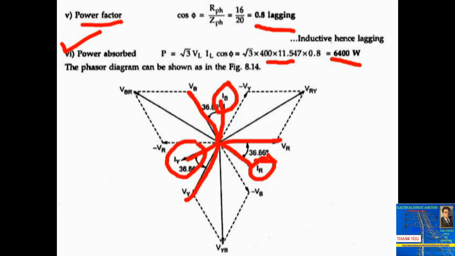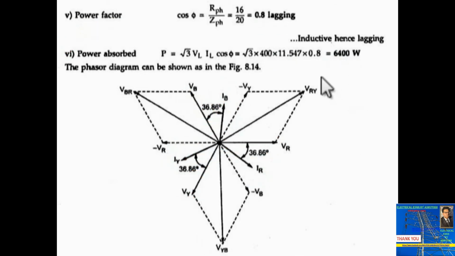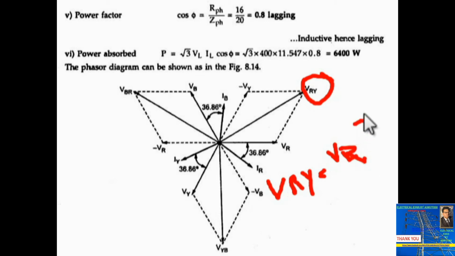Okay, so you can see, and now we have to draw the line voltage. VRY will be the line voltage. So guys, VRY is equal to, you can write it down, VR minus VY. Now we have positive VR already, but there will be minus VY, because the formula is VR minus VY. So we have to draw minus VY.